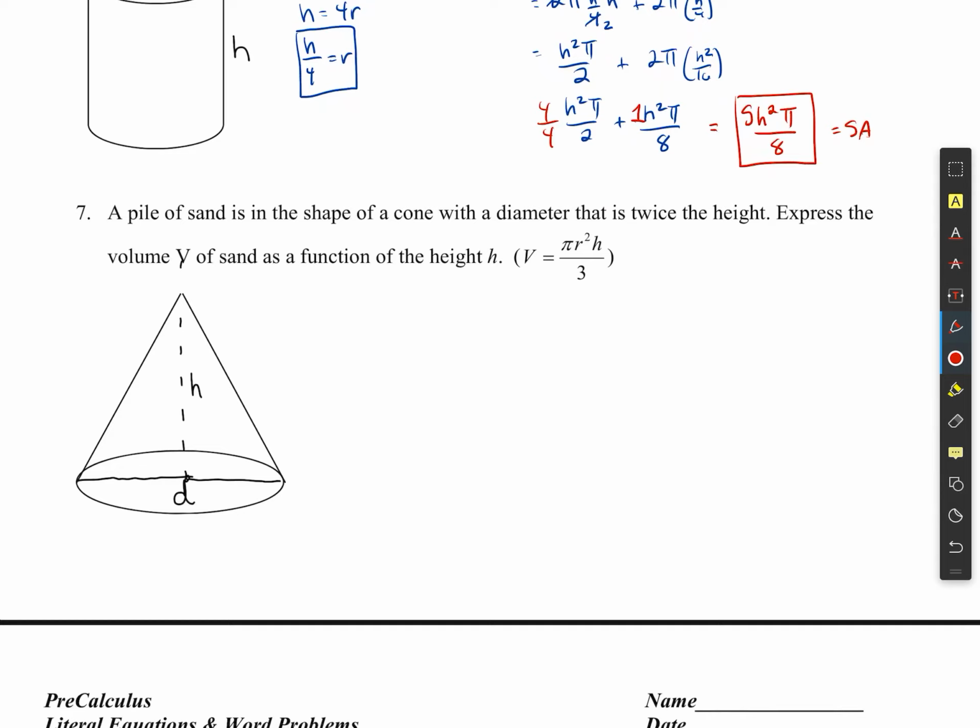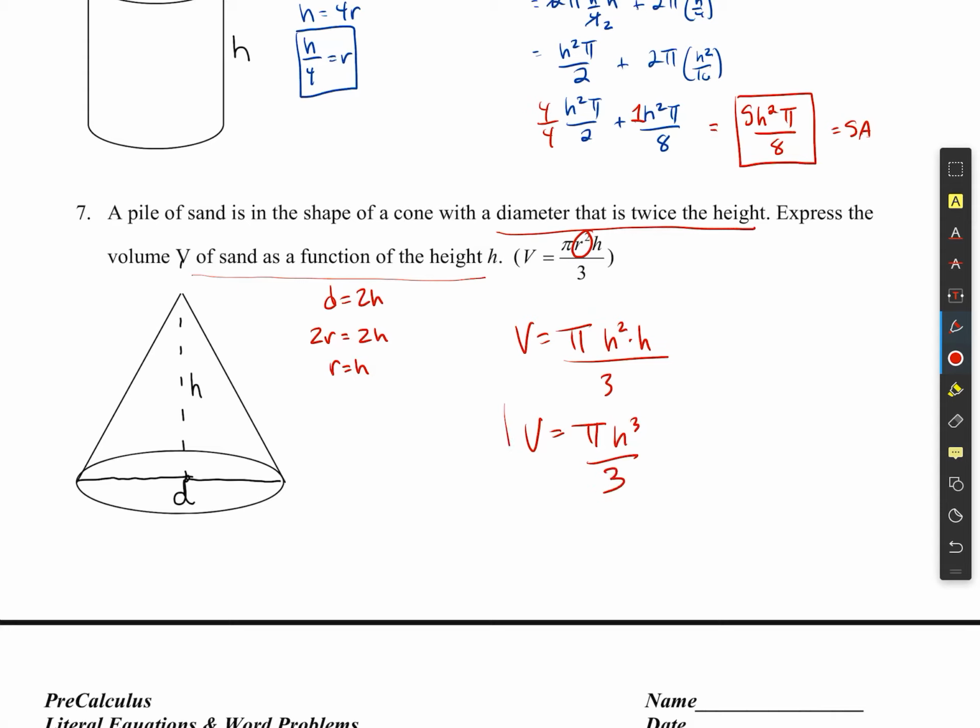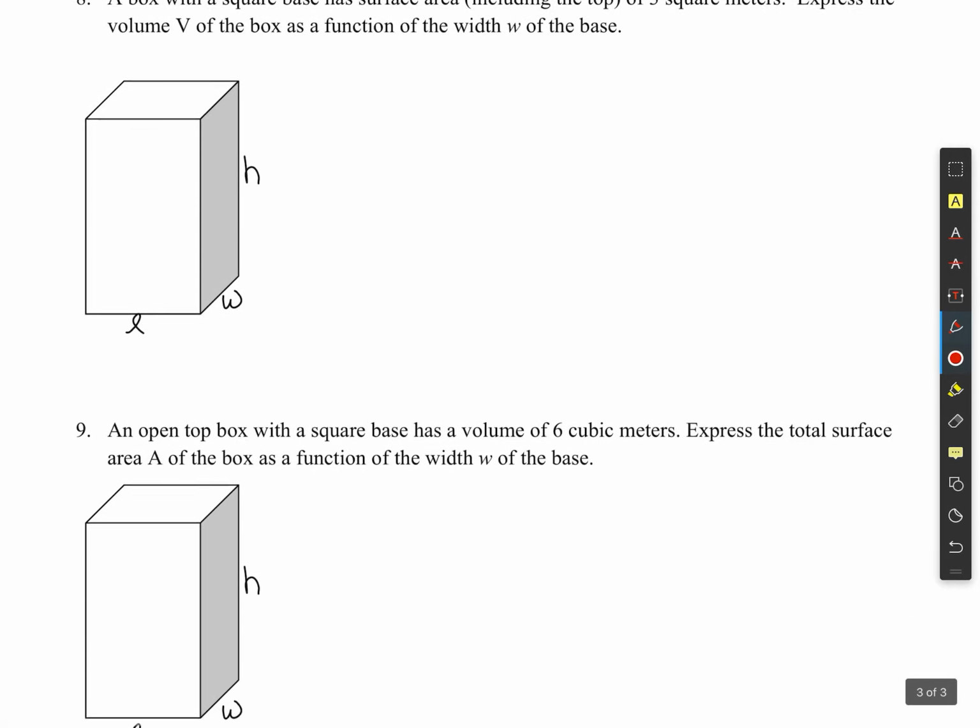7. A pile of sand in the shape of a cone with a diameter that's twice its height. Diameter again equals 2h. Express the volume in h only. Okay, so I gotta get rid of the r. Right, so diameter equals 2 height. 2 radius equals 2 height. r equals h. Right, the radius is the same thing as height. Volume equals, instead of r squared, I got h squared times h over 3. Volume equals pi h cubed over 3. Done. Volume formula equal to h and numbers.